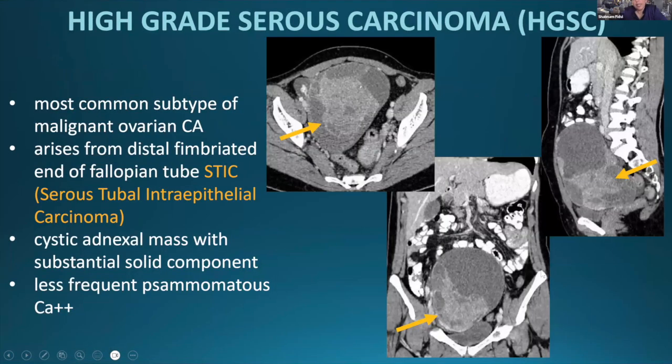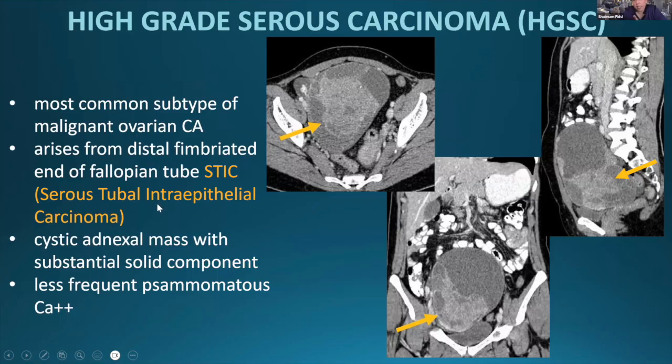How do we differentiate high-grade serous carcinoma, or HGSC, which is the most common subtype of malignant ovarian carcinoma? Now, it's now believed that HGSC actually arises from the distal fimbriated end of the fallopian tube. And perhaps you've heard this terminology. They're called STIC lesions. And STIC is basically an acronym for serous tubal intraepithelial carcinoma.